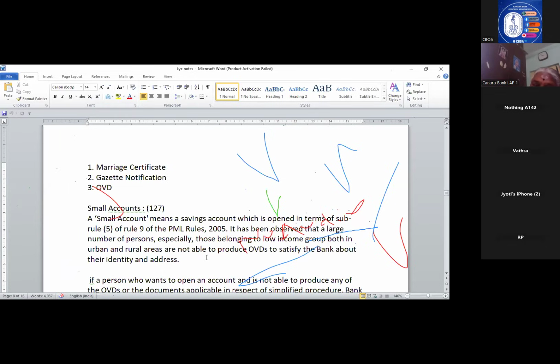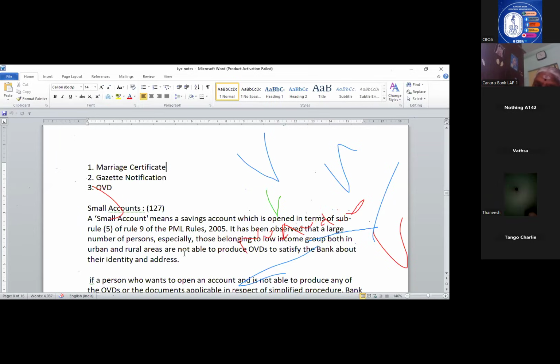So in such cases, if somebody comes and says, I need an account, but I don't have any documents, we cannot ask them to go back since they don't have any OVDs. We are supposed to open an account whenever somebody comes and requests for that. We should find out what documents they have. If they say they don't have any document also, take a self-declaration, and based on that self-declaration, we can open an account called Canara Bank Small Savings Account, and the product code is 127.